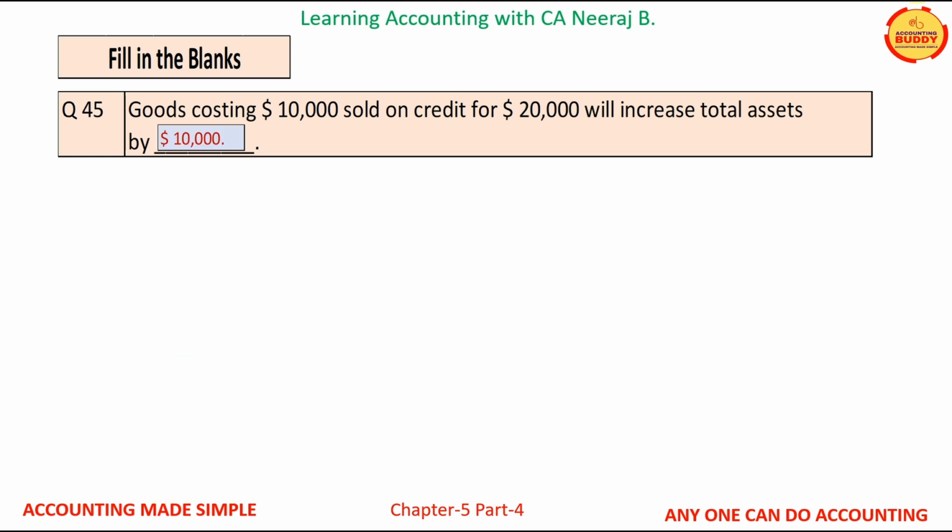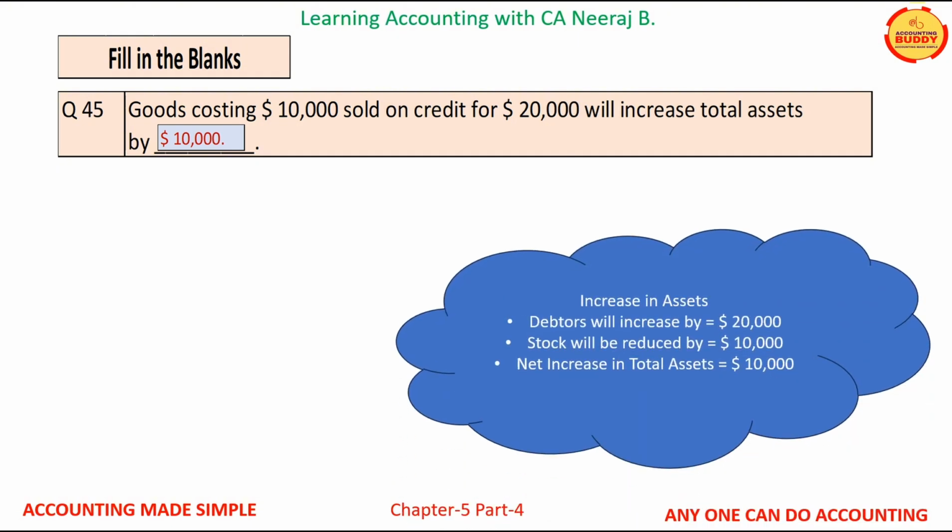Let us analyze this transaction. Since the goods worth $20,000 are sold on credit, this will increase the debtors by $20,000. Now, $10,000 being the cost of goods sold will reduce the inventory by $10,000. Therefore, the net increase in total assets will be $10,000.